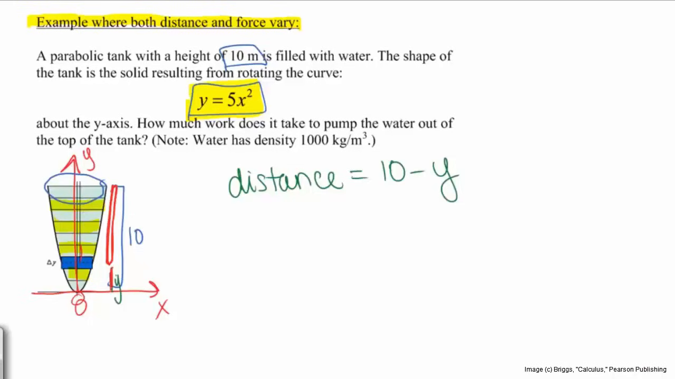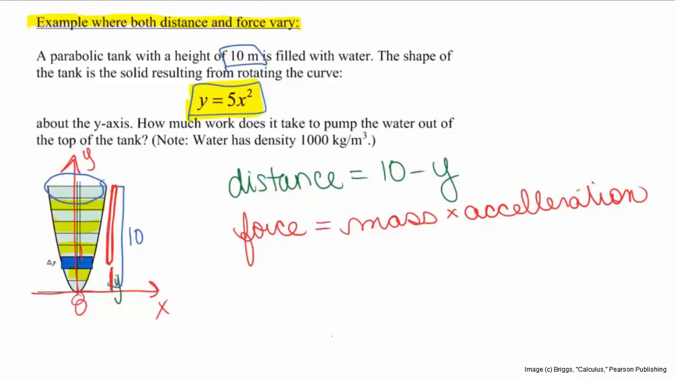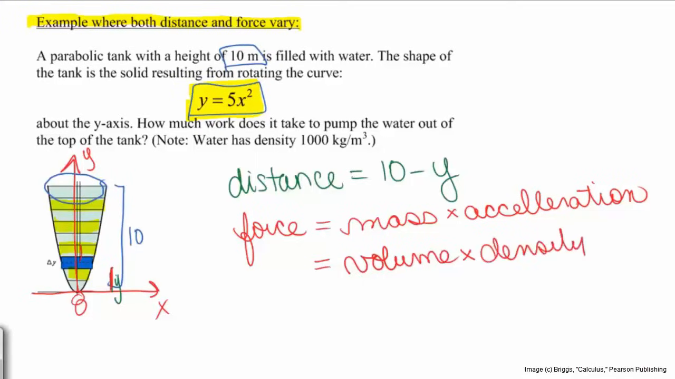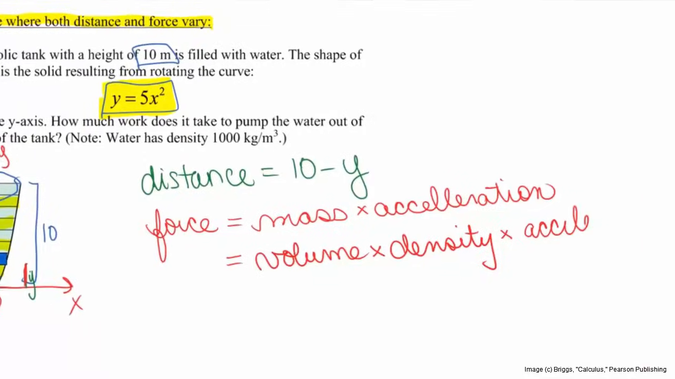That's 10 minus y. Now the other thing we have to worry about is force. In this case, force, we are going to want to think of this as mass times acceleration. And the acceleration is going to be the acceleration due to gravity. And we're going to have to think of mass as volume times density. So lots of physics words going around here, but if you can just kind of remember these formulas, how they go together, then you can figure out which pieces you need for your particular problem.